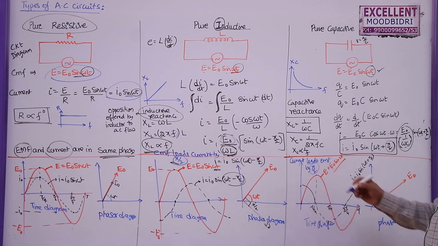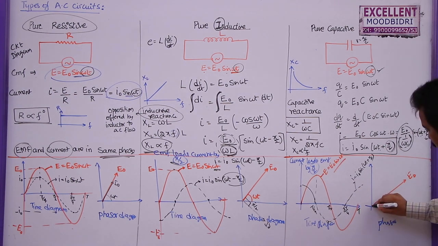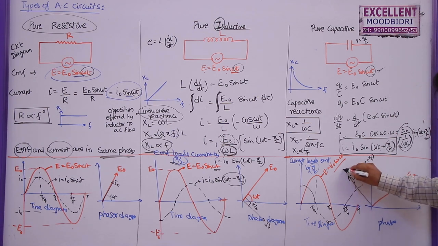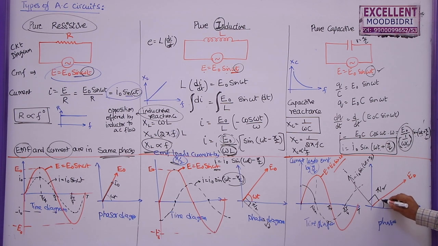So here it is leading. Current is already leading here. So I can write this is the current, which is equal to I. What is the angle between these two? Pi by 2. This angle is omega t. So to write this equation, I is equal to I naught sin omega t plus pi by 2. With omega t plus pi by 2 you will reach the current. If you write only omega t, you will reach the EMF here.